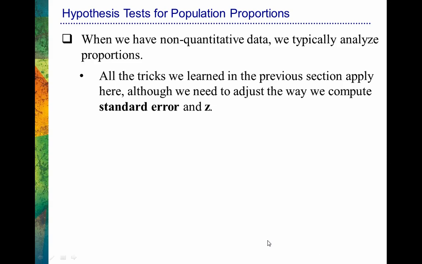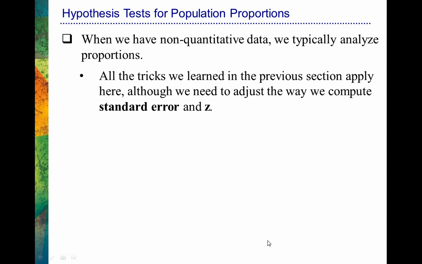So let's talk about this real quickly. When we have non-quantitative data, we typically analyze proportions. Non-quantitative data is data that has no quantitative or numerical meaning. For example, if I ask you who you plan to vote for in an upcoming election, think about the last presidential election, you could respond with either Obama or Romney. There's nothing quantitative about that. When we analyze that type of data, we deal with proportions. So I can figure out the proportion of people who are going to vote for Obama and the proportion of people who plan to vote for Romney.